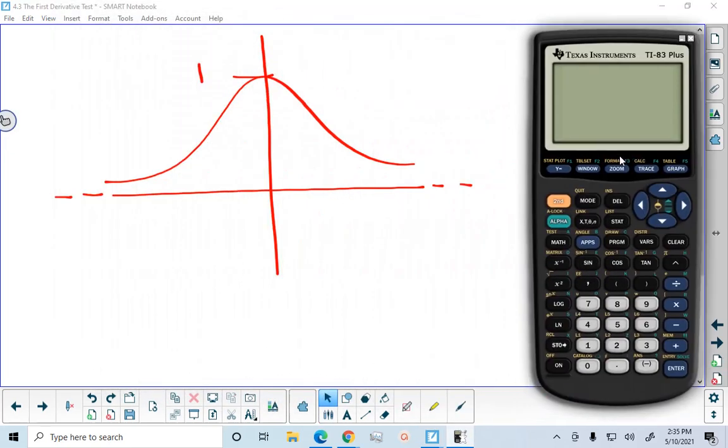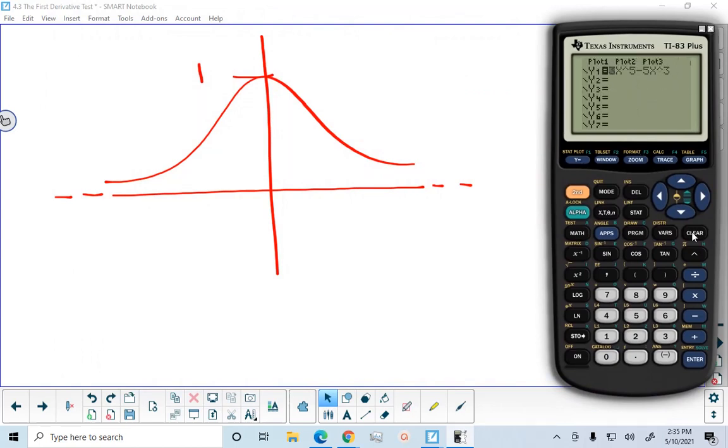Let's just take a quick peek. 1 over, in brackets, 1 plus x squared. Yep. So that's what it looks like. Again, the work we do on paper is borne out by what your graphing calculator actually shows you.